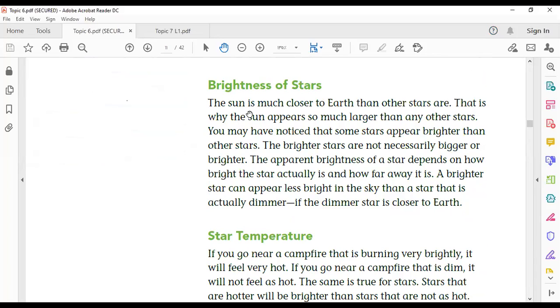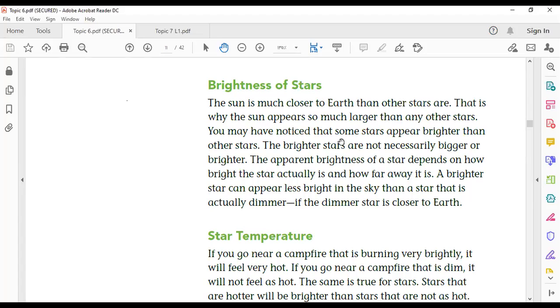The sun is much closer to Earth than other stars. This is an important thing you have to know. That is why, for this reason, the sun appears so much larger than any other star. But actually, there are many stars that are larger than the sun. So the sun appears much larger because it's very close to Earth. Right.